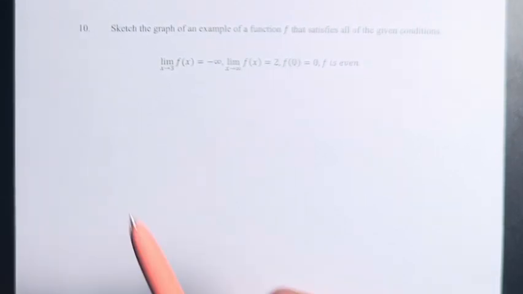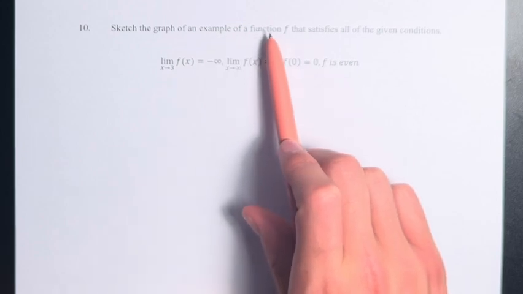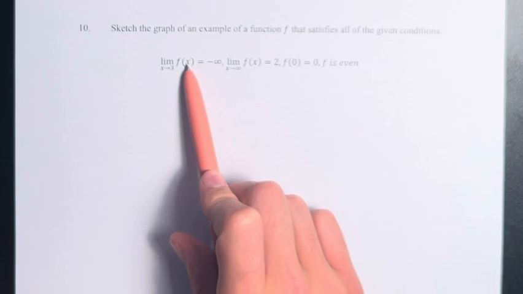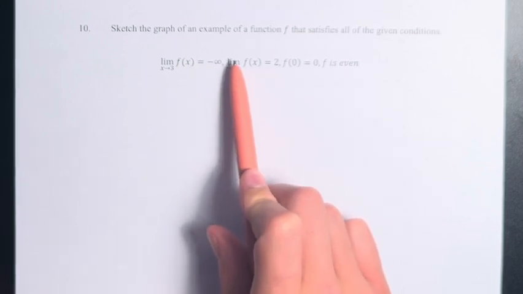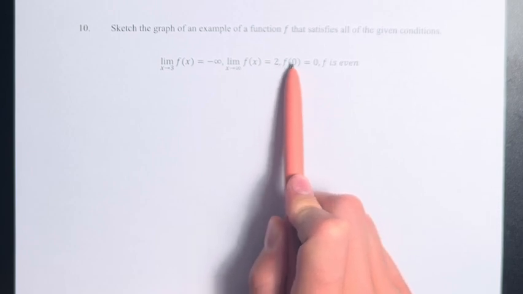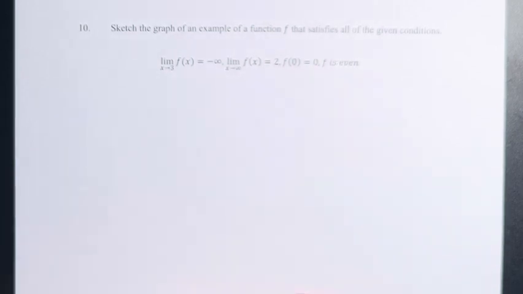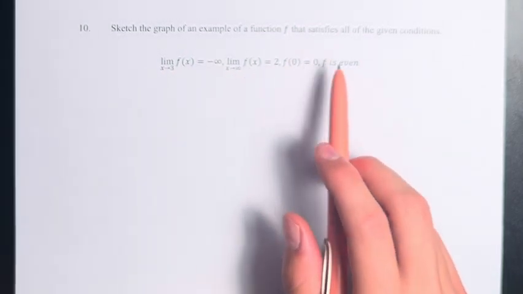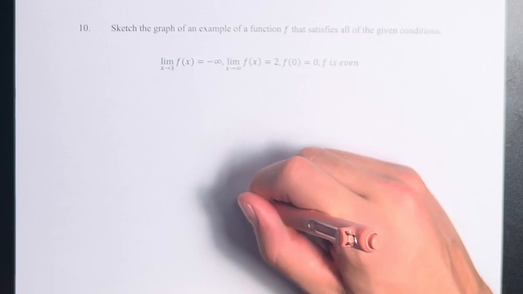In this problem, we're asked to sketch the graph of an example of a function f that satisfies all of the given conditions. We have the limit as x approaches 3 of f of x is equal to negative infinity, the limit as x approaches infinity of f of x is equal to 2, f of 0 is equal to 0, and f is even. So we have some limits, we have a value of the function, and we know that f is even.